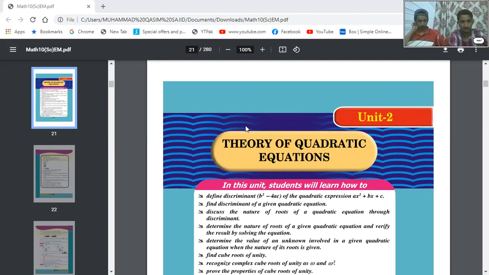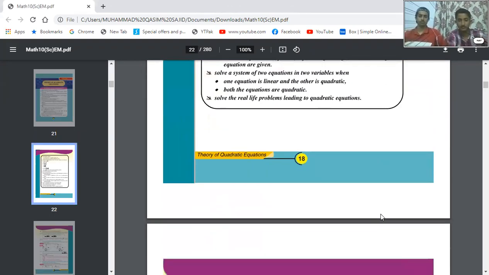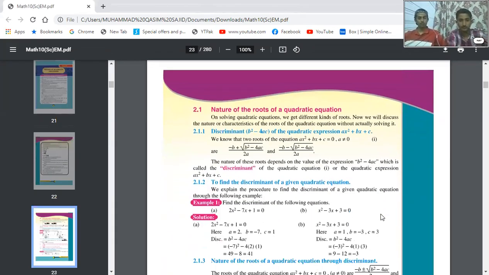In this topic, the basic thing to remember is how to find the nature of a quadratic equation. So theory of quadratic equation relates to the nature of quadratic equation, and these are the terms that we will study in this topic. Now, what is the nature of a quadratic equation? The nature of a quadratic equation depends on two things.